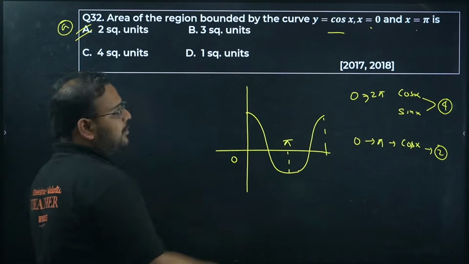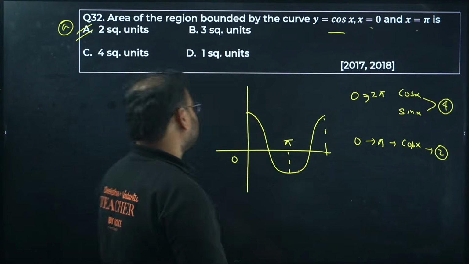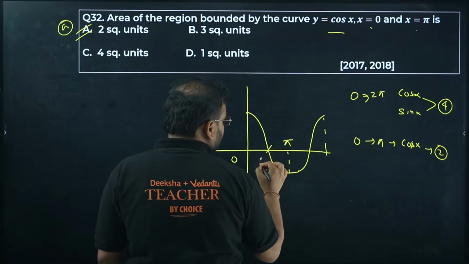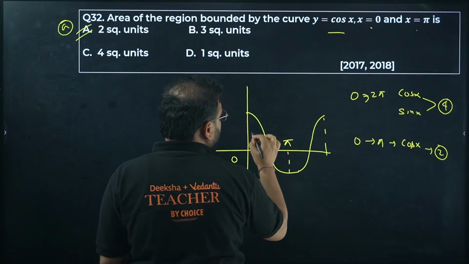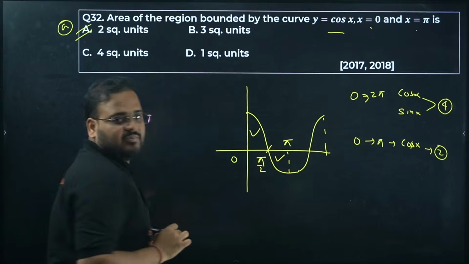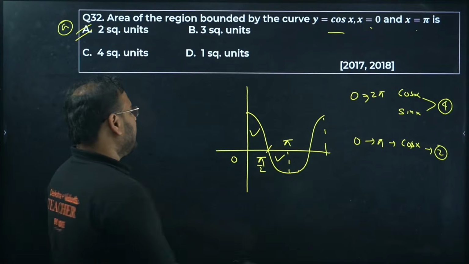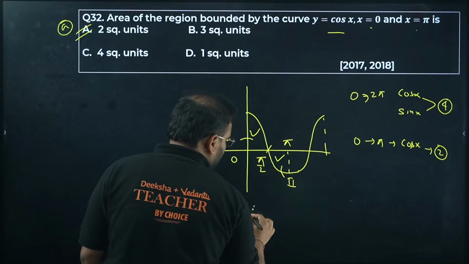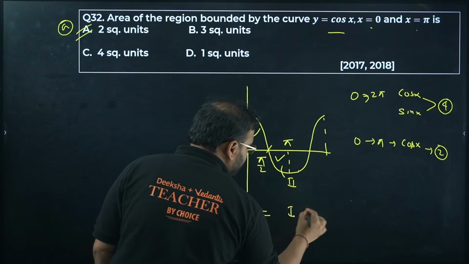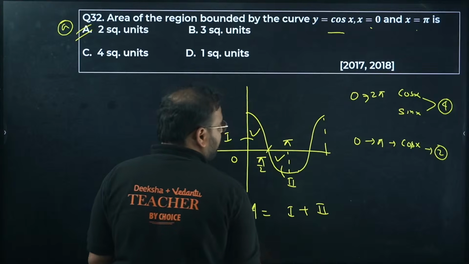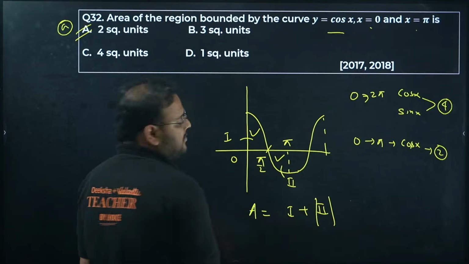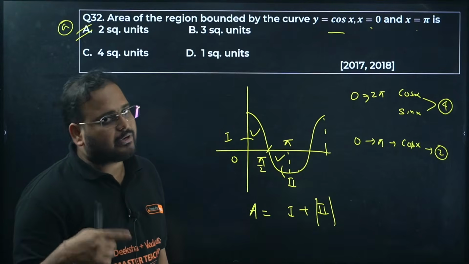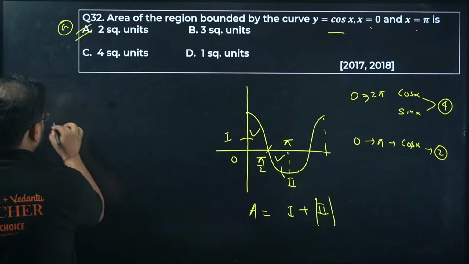If you know the property, you can use it and get the result. Otherwise, integrate till pi by 2, because these two areas are equal in nature. If I call this area part 1 and part 2, my required area is nothing but part 1 plus part 2. But part 2 will be taken as modulus, because it is a negative value, and I have to take only the positive value in area.